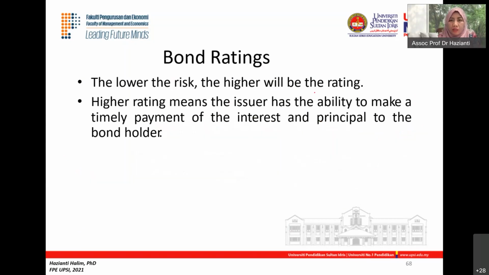So again, the lower the risk, the higher will be the rating. The higher rating means the issuer has the ability to make a timely payment. Ini yang penting because for bond kita ada fixed interest kan. So we want timely payment and also principal. Let's say tadi kita tengok contoh bond tu mature in 1 year. So in that 1 year period kita nak dapat the payment. Let's say dia kata semi-annual, so you need 2 interest payment. And at the end of the bond period, the maturity period, you will get back the principal.